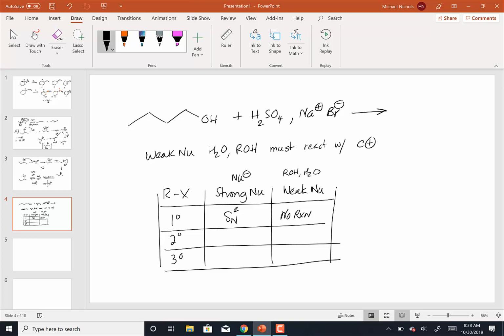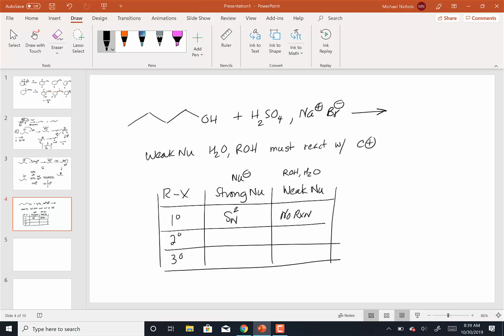We're going to get no reaction. Why? Fact number 3: weak nucleophiles only react with carbocations. Can primaries form carbocations? No. So therefore, we're going to get no reaction.